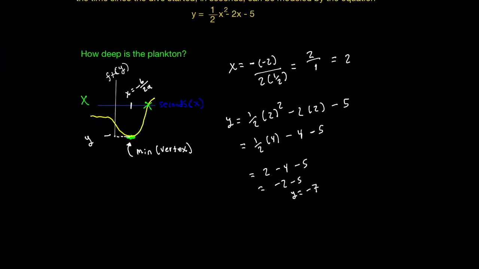That tells us that the vertex is going to be 2, negative 7. The x represents seconds, the y represents depth. This problem is asking for how deep the plankton is. So we're going to say, well, that's going to be 7 feet.